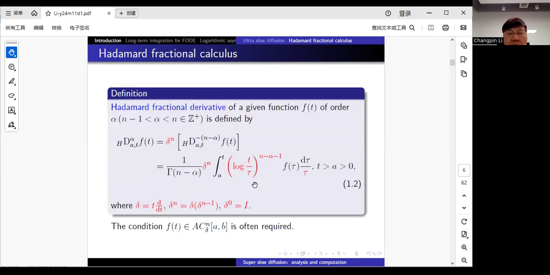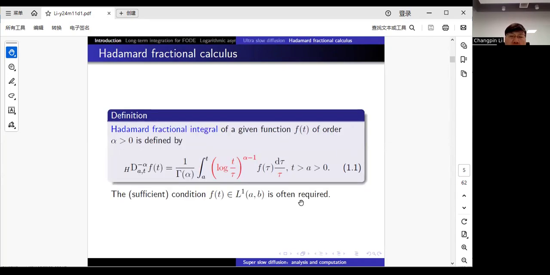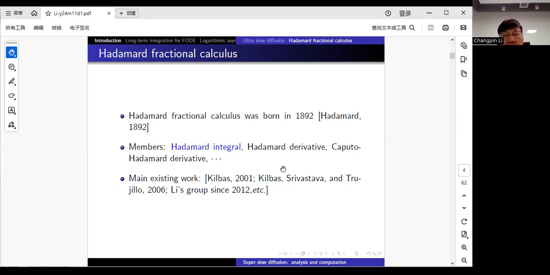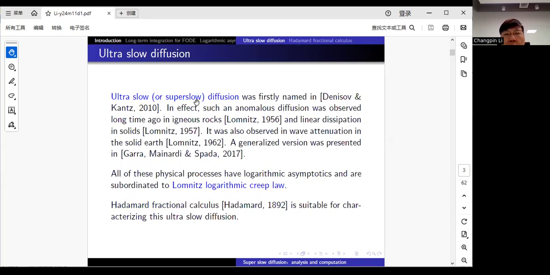I see. The kernel is a logarithmic kernel, in the sense of a logarithmic function. It is not a convolution kernel. From here, this is super slow diffusion. From the viewpoint of random walks, over a very long time it is very slow. It's super slow.